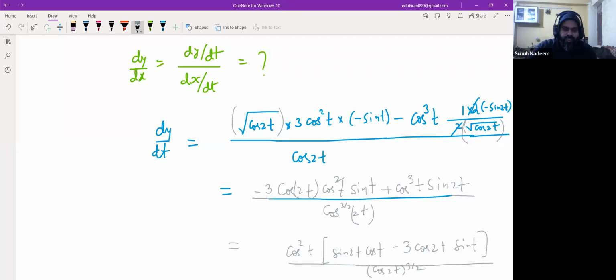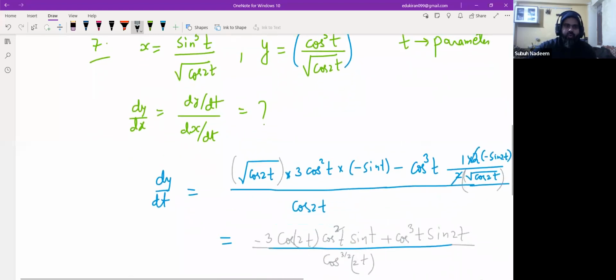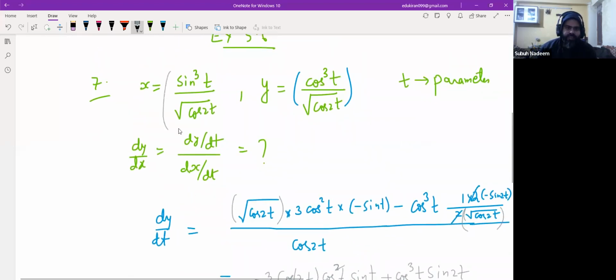Now we come to dx by dt. So you know what is x here? This is x. So would you like to differentiate this also and find dx by dt in the similar way?